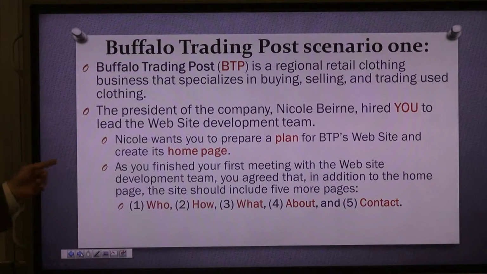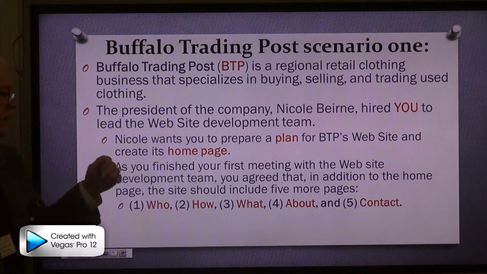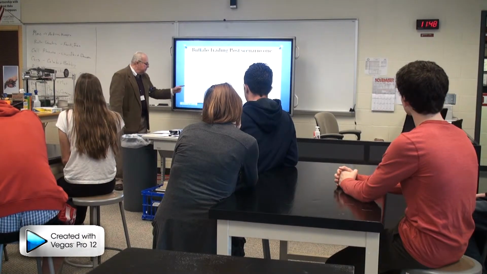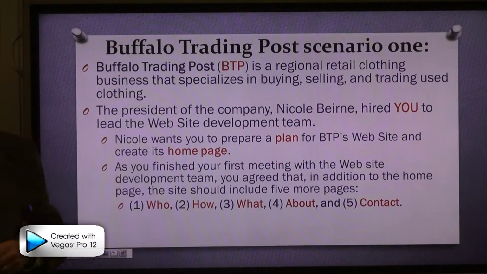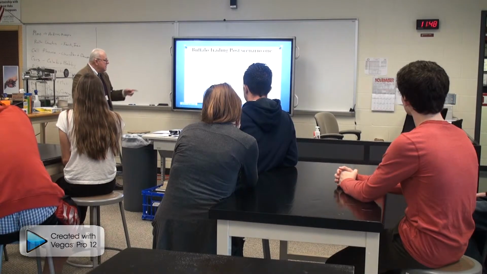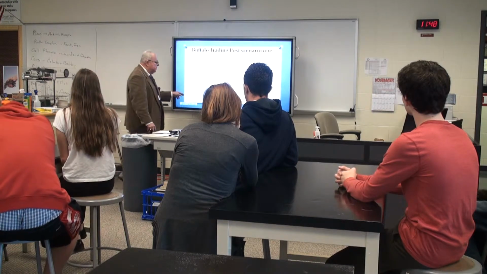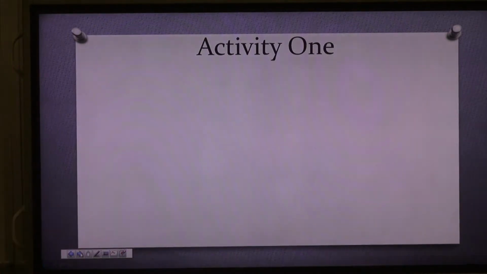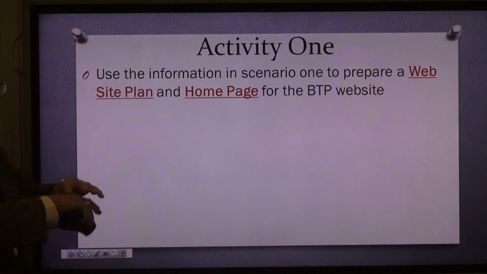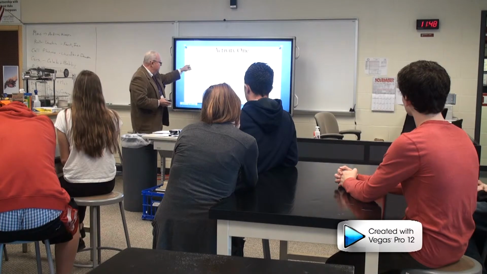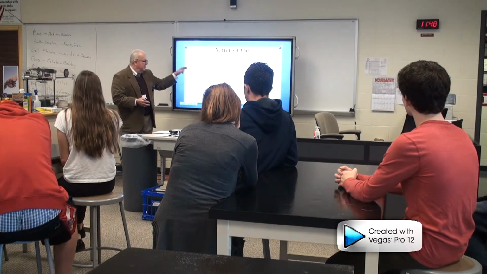As you finished your first meeting with the website development team, you agreed that in addition to the home page, the site should include 5 more pages, and here they are: the who, how, what, about, and contact. So those are the pages that you're going to have on this website. She asked you to begin your work by developing a website plan of the website itself and the home page. All right, so here's the first activity. So once we get the file structure set, you get the site definitions, and you begin working on this, really you have to do your website plan and then the home page.